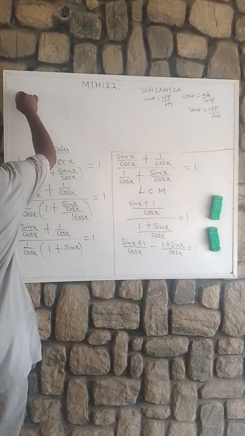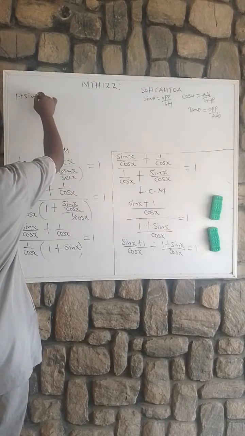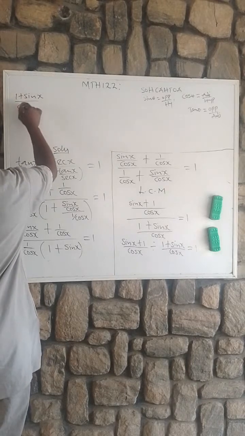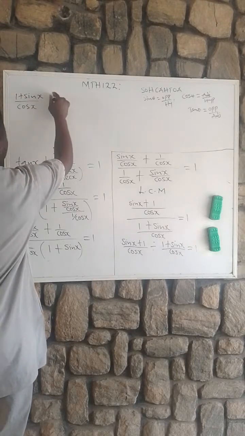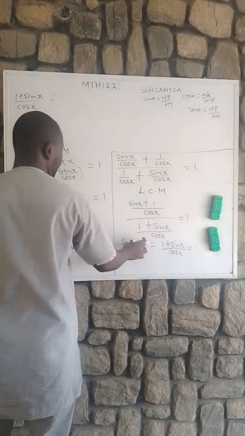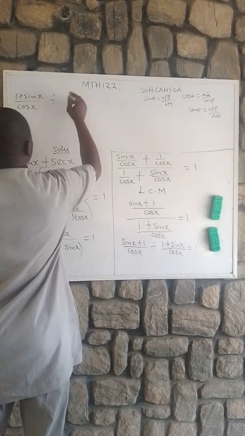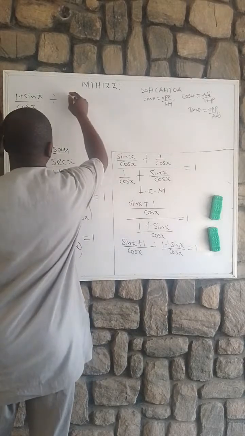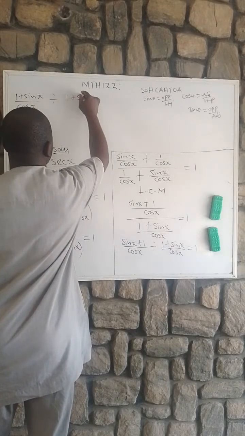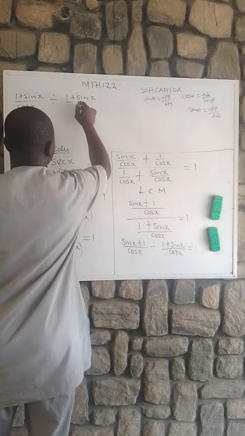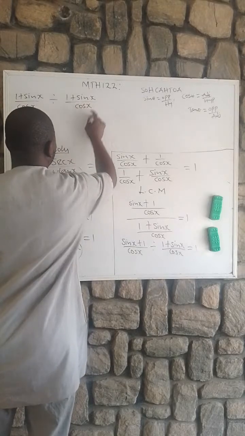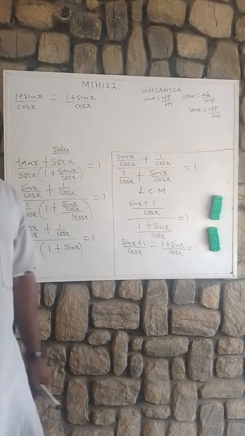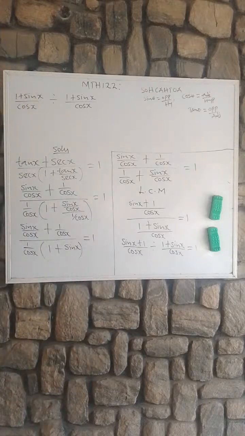So this implies that let's write it in this form: 1 plus sine x all over cos x divide, because we have turned this one to this one, divide so that it should be in order, divide 1 plus sine x all over cos x. True or false? Do you understand?